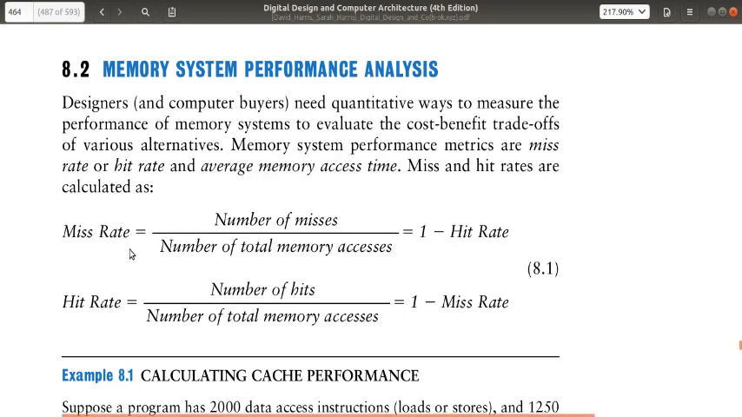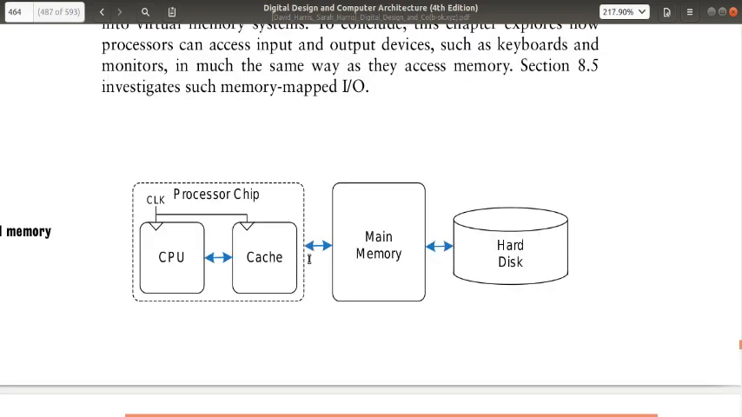This is pretty much self-explanatory. Miss rate is the number of misses divided by the number of total memory accesses. So what is a miss and a hit?